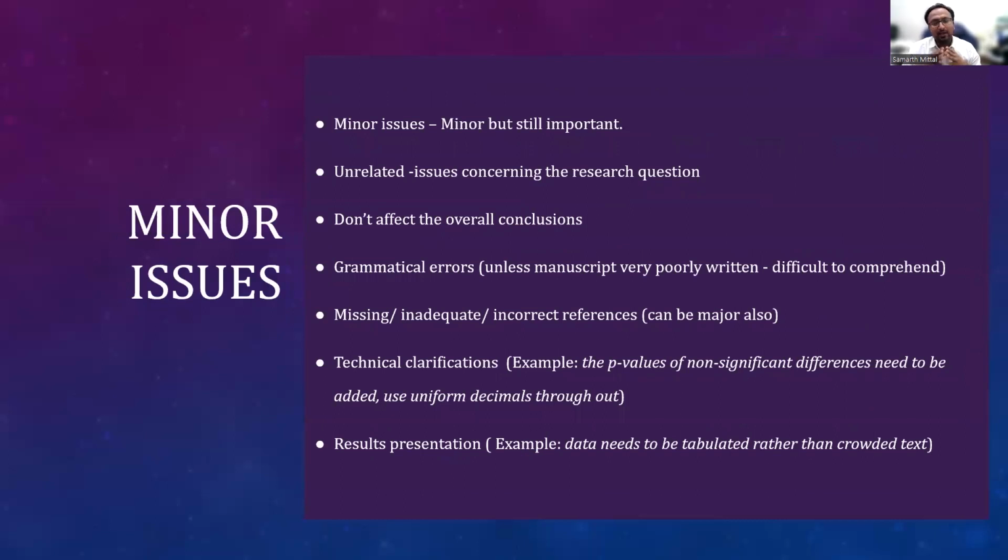Coming to the minor issues, they are minor, but they are still very important. These are issues unrelated to the research question. They don't affect the overall conclusion of the manuscript. These may be small grammatical errors, unless they are so big that it becomes difficult to comprehend the manuscript, which then becomes a major issue. It may involve missing, inadequate or incorrect references, which can sometimes be a major issue if it is lacking on a major front. Technical clarifications, like whether the p-value is significant or not, and whether significant decimal points are used in a similar manner throughout the manuscript, are minor issues.